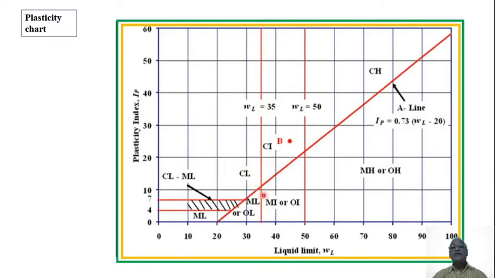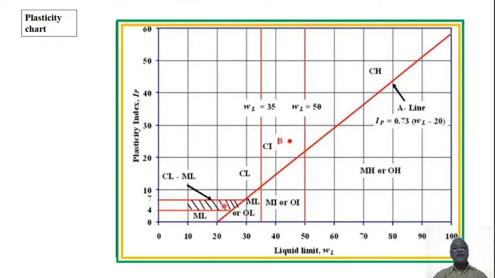In this region, if it falls, it will be CI, indicating clay with intermediate compressibility. In this triangular region, if it falls, then it will be clay with high compressibility. Similarly, in this region, it will be MH or OH. In this particular region, it will be MI or OI. In this region, it will be ML or OL.